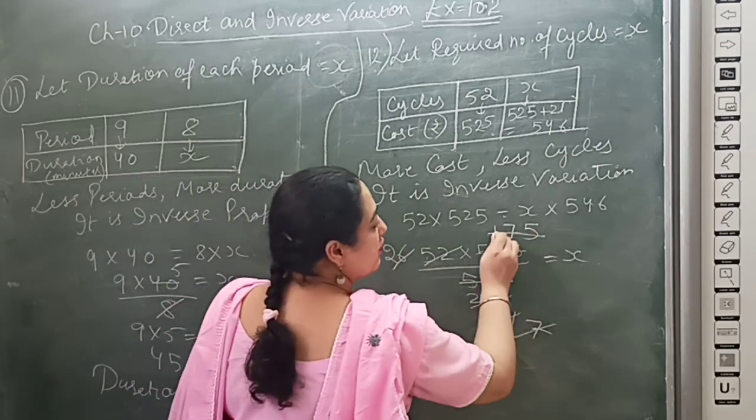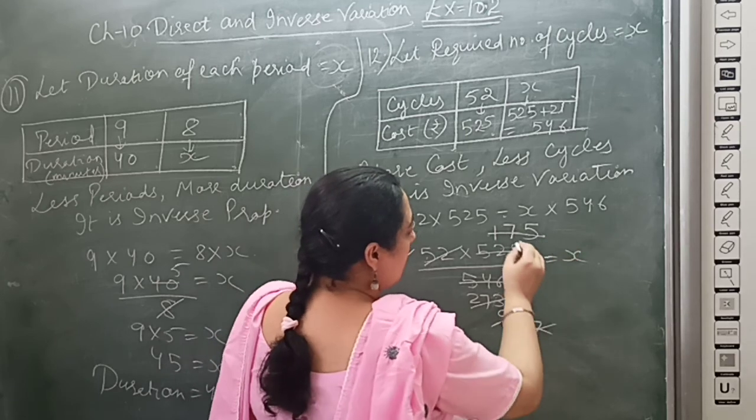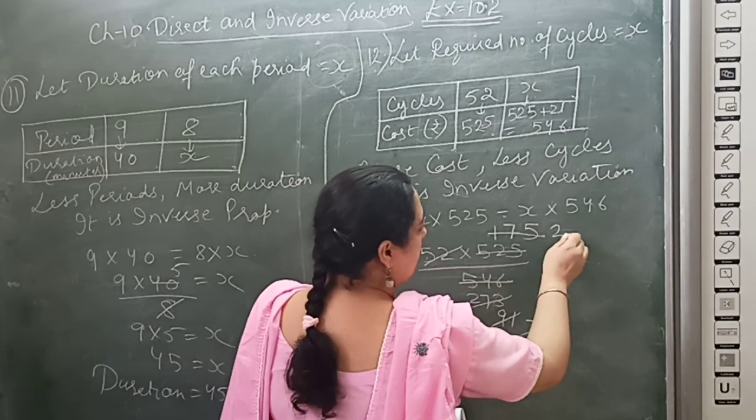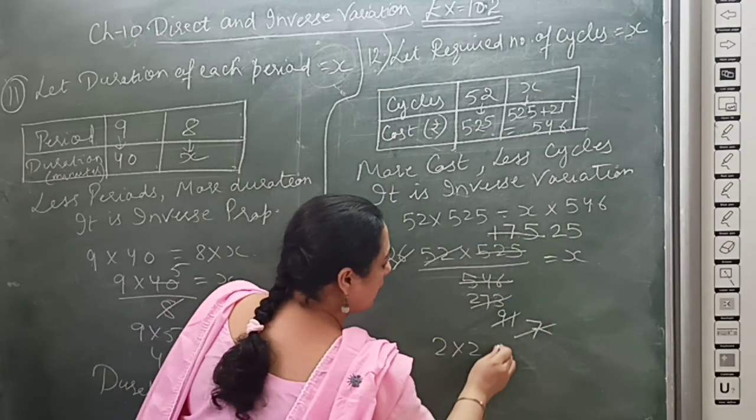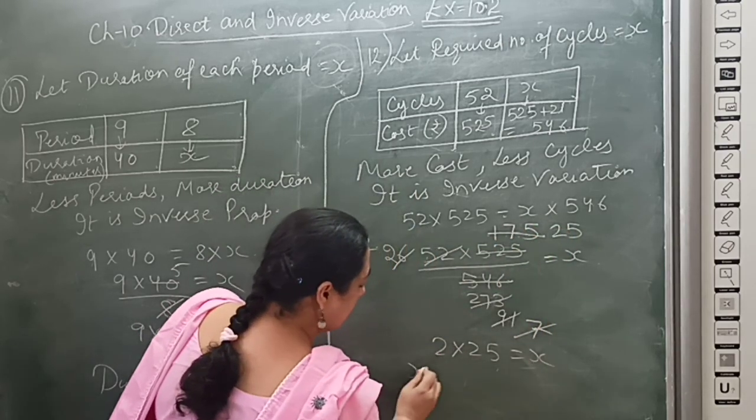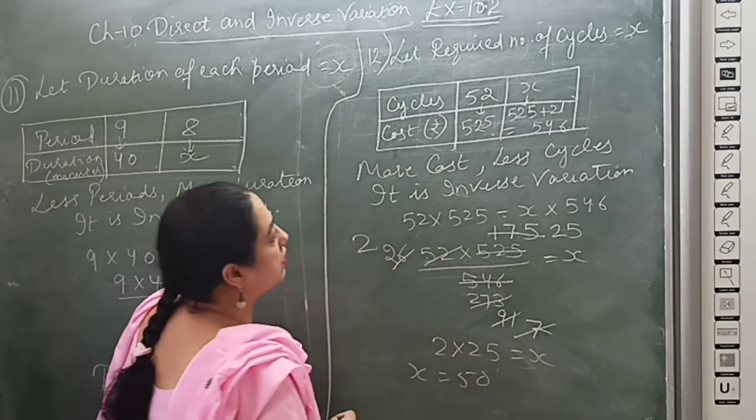Now 7 with 175 in the table. 7 twos are 14 and 7 fives are 35. Now you will get 2 into 25, it is equal to x. That is x is equal to 50.